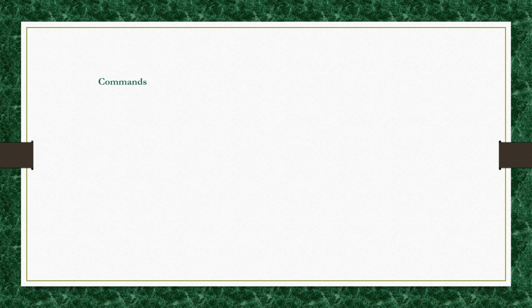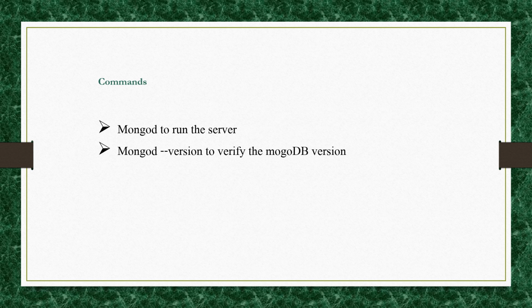So now let's summarize all the commands that we have learned so far. We have used mongod to run the server. We have used mongod --version to verify the MongoDB version. And we have used Ctrl C to stop the server. In my next article, we will see how we can start and stop the server from the install directory.